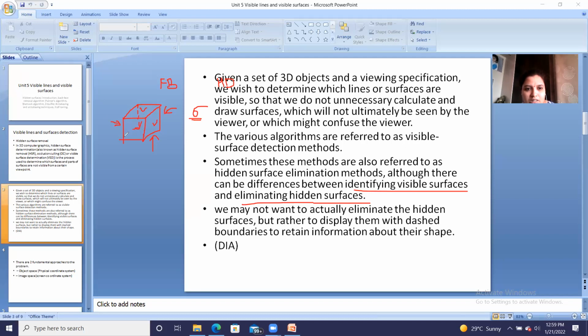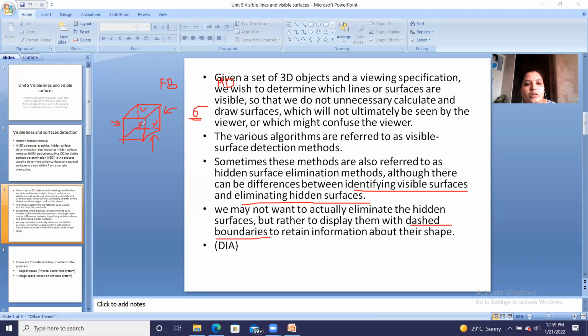So here you can see how to display the backside portions, or backside faces. Those surfaces can be represented with the help of dotted lines. Why are these dashed lines or dotted boundaries required?